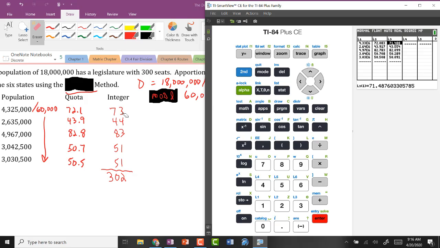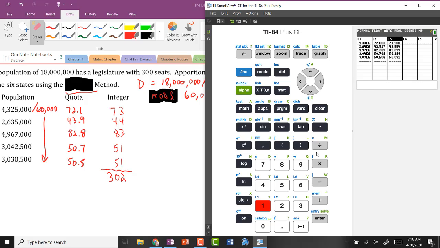71.4 will go up to 72. There's a loss of 1. Good. 43.5, 44, no change. 82.099 is actually going to go up to 83, no change. And then the 50s are going to go up to 51 as well, just because in the Adams method, no matter what the decimal is, you go to the higher integer that it's between. So 60,500 almost worked.